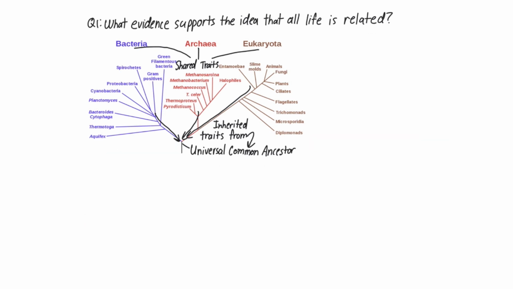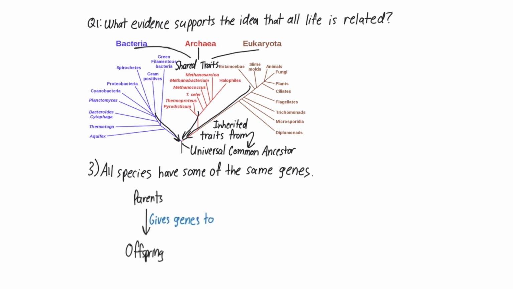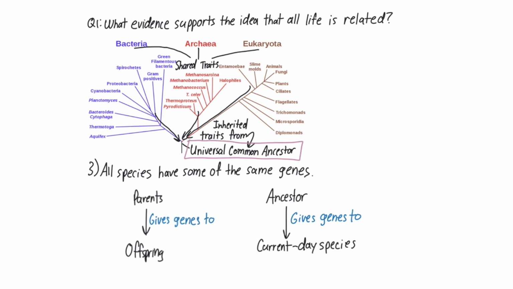Lastly, there are some genes that all species on Earth have. Genes don't just appear in an organism's genome. Individuals get genes from their parents. Similarly, current-day species get their genes from their ancestors. So if all species have some of the same genes, then they must have inherited these genes from a universally common ancestor. So all species are related.